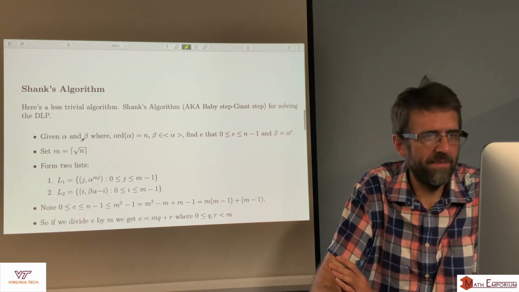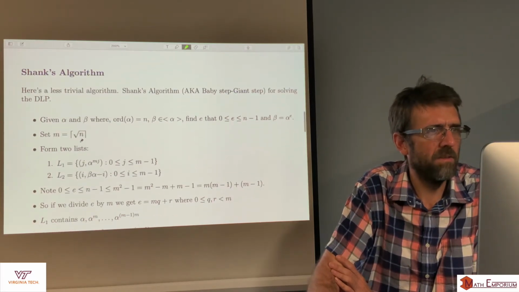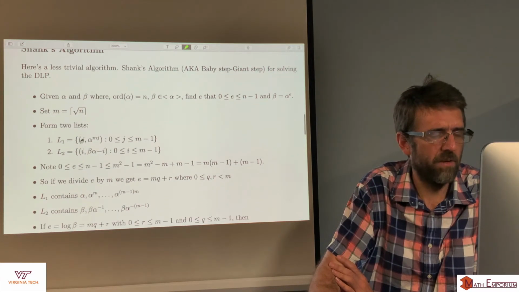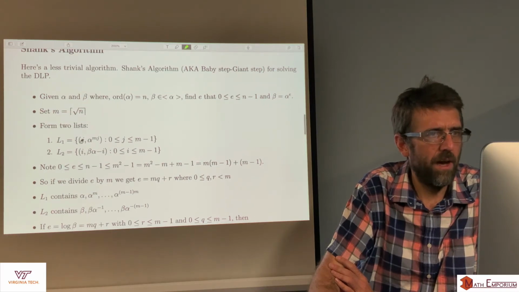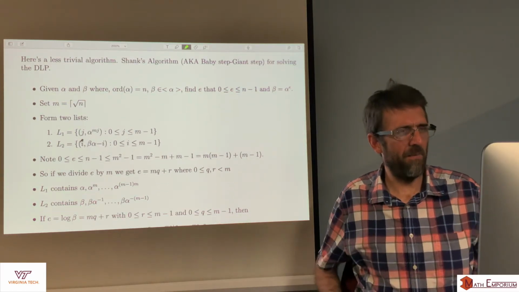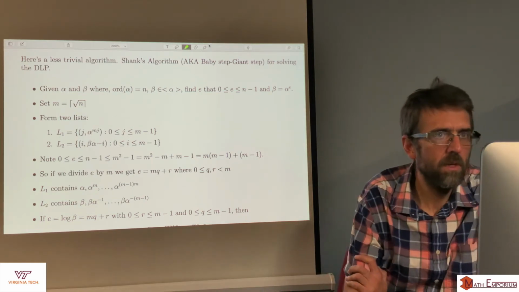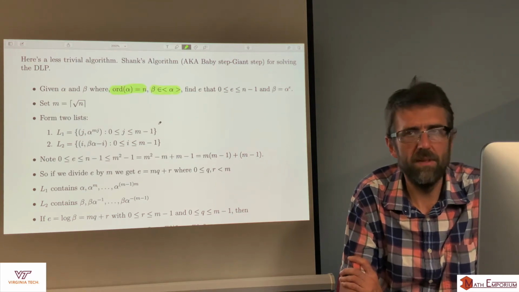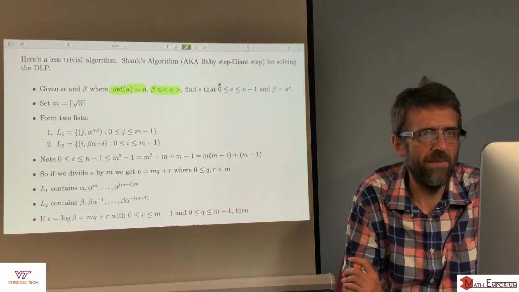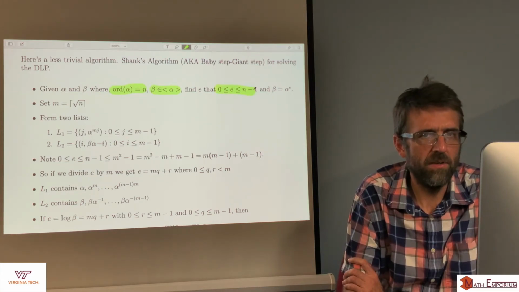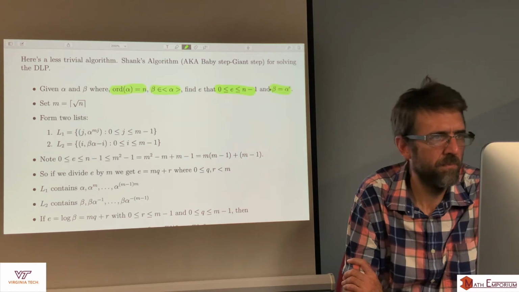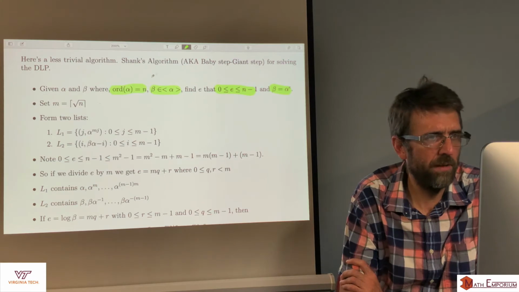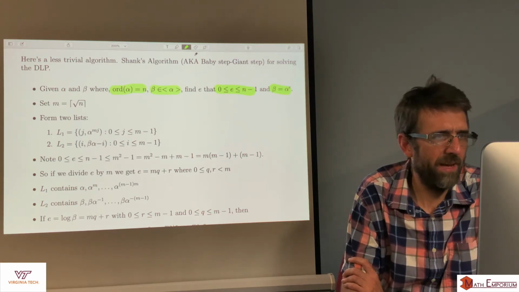All right, so let's look at a better algorithm. This is what's known as Shanks' algorithm, also known as baby step, giant step, for solving a discrete log problem. The idea is I'm going to be given alpha and beta, where the order of alpha is n, and I'm going to know that beta is in the subgroup generated by alpha. I want to find this exponent e such that beta is alpha to the e. So what I'm going to do is let m be the ceiling of the square root of n, and I'm going to form two lists.